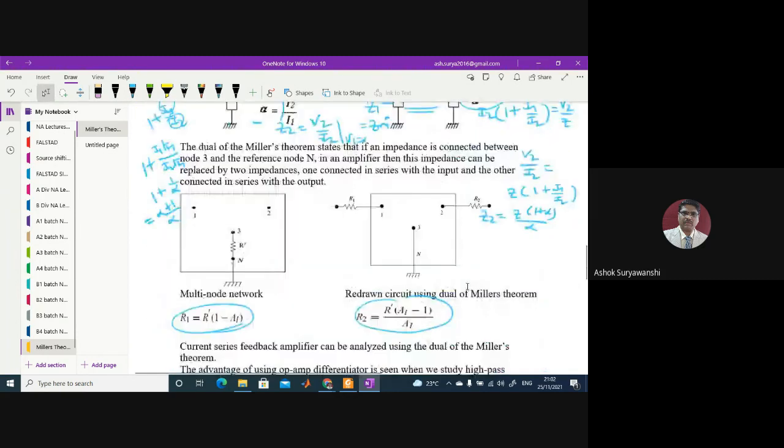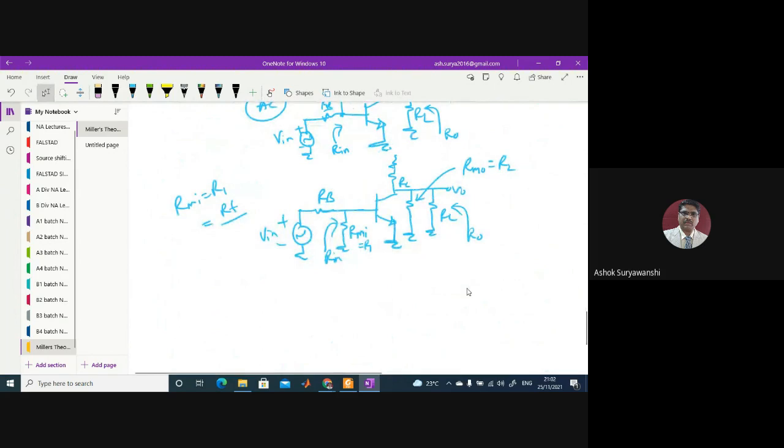So in this circuit, it will be RF upon 1 minus K, or we can write this as RF upon 1 minus AV, where K equals AV, the output voltage over the input voltage. Suppose the output voltage is V0 here and the input voltage is Vin, or whatever Vs. So from the voltage at this collector and the voltage at the base, we can consider the output over input. So this value of RMI is given by Miller's theorem. Now you can find out the Rin.